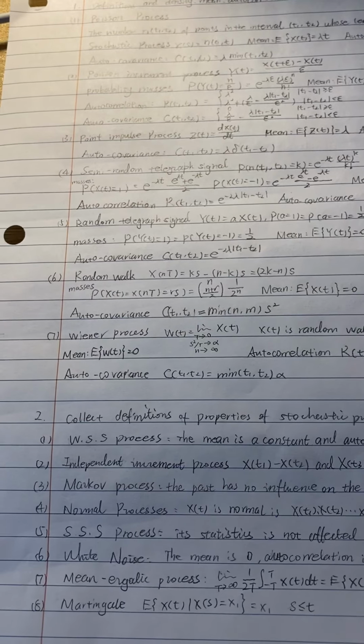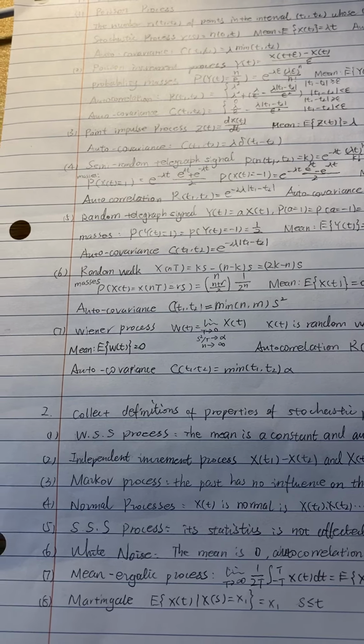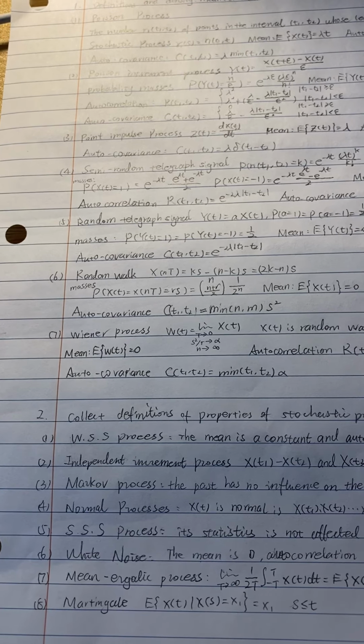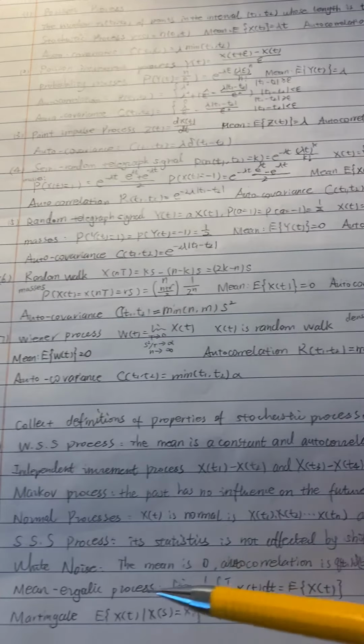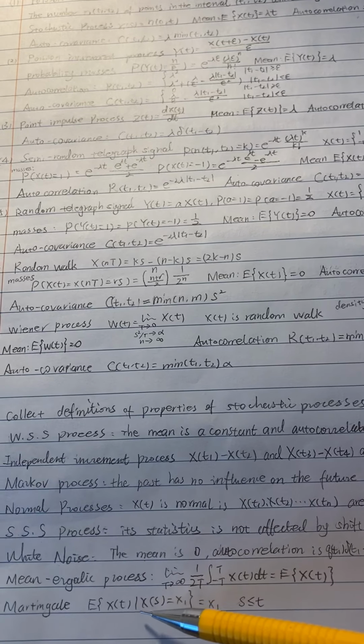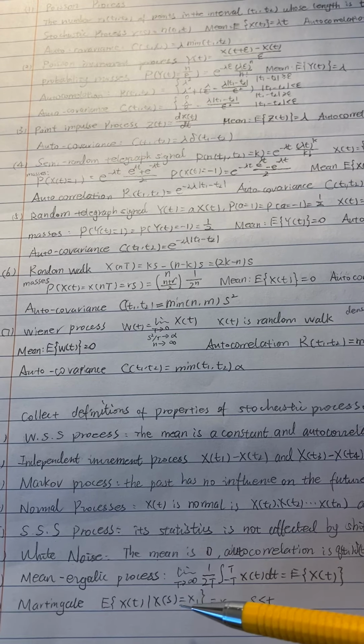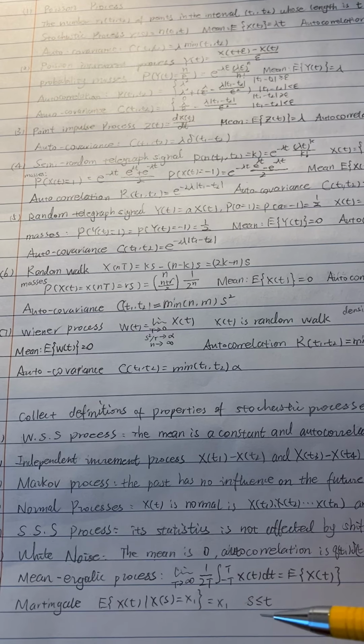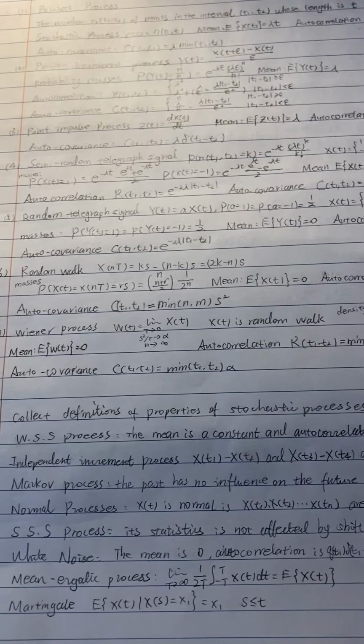Number 8, a stochastic process is said to be a martingale if the expected value of x(t) given x(s) equals x(s), where s is less than or equal to t.